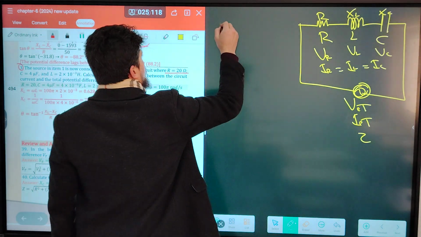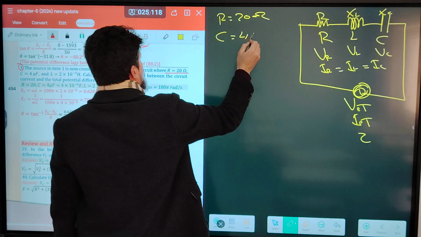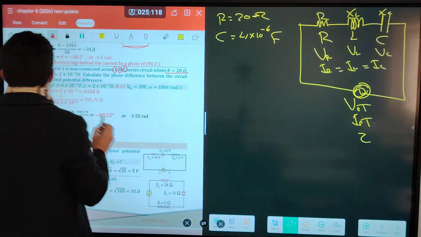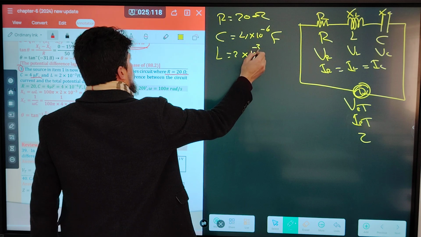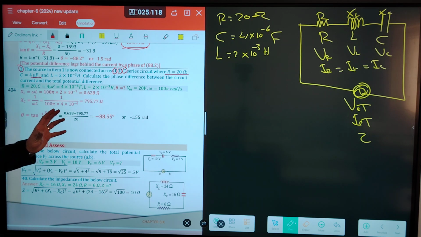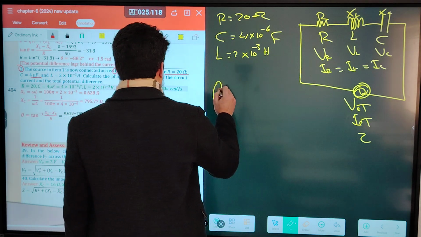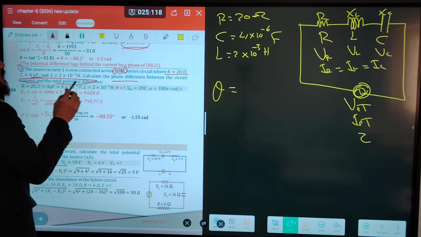Resistance, 20 ohm. Capacitance, 4 times 10 power negative 6 farad, 4 microfarad. Inductance, L, 2 times 10 power negative 3 henry. Calculate the phase difference between the circuit current and the total potential difference. What is unknown? The phase difference between the current and the total potential difference. How can we determine the phase difference? The phase difference between the current and total potential difference.